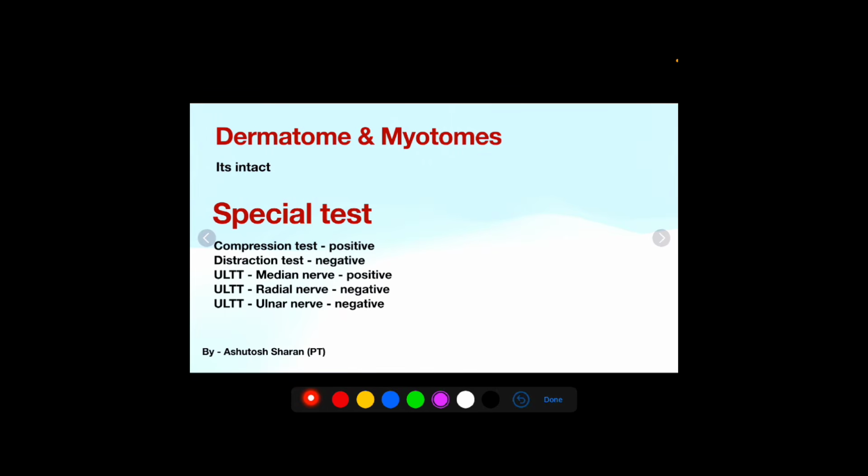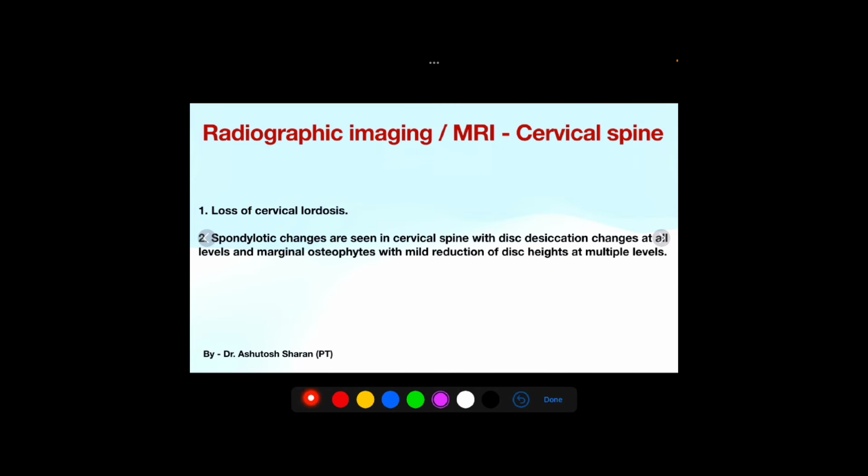So after the special test, here comes the radiographic imaging, which is nothing but MRI of the cervical spine. In the MRI of the cervical spine, there are two main findings. First one is loss of cervical lordosis, which means there is flattening of the cervical spine. And the second point is spondylotic changes are seen, which means degenerative changes. So spondylotic changes are seen in the cervical spine with disc desiccation changes at all the levels and marginal osteophytes with mild reduction of disc heights at multiple levels.